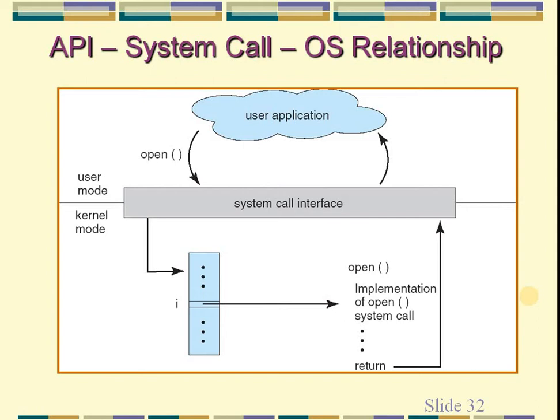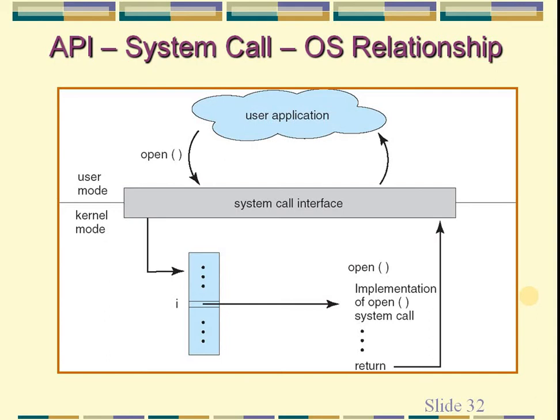This is how to implement a system call. It shows the relationship between the application program interface, system calls and the operating system. This diagram shows the user giving input in user mode, and then how that input is provided to kernel mode through the interface via system calls.